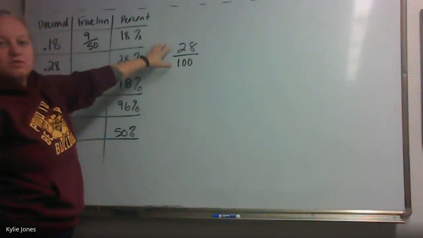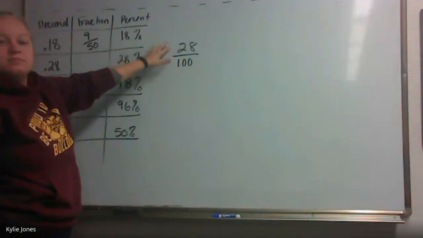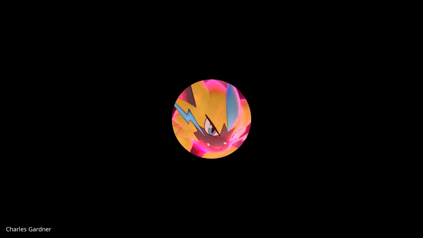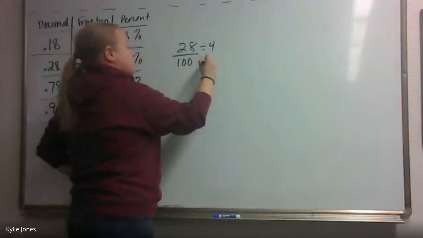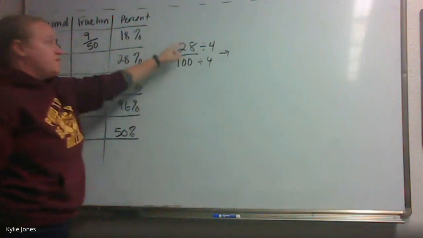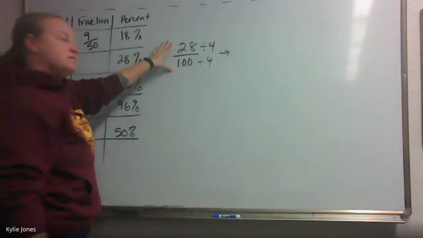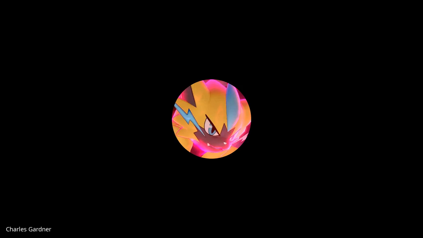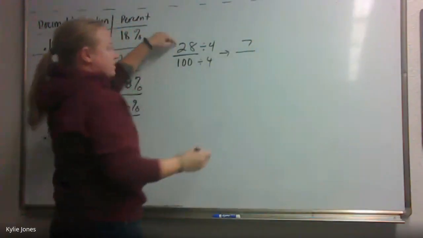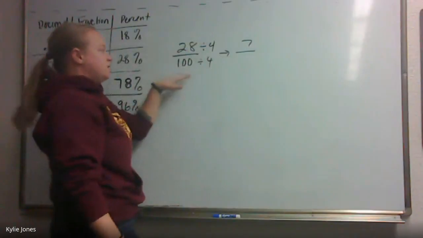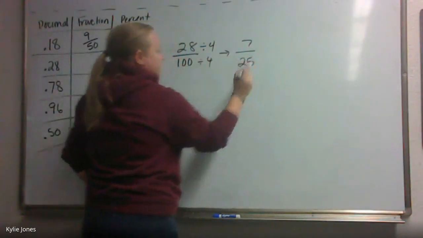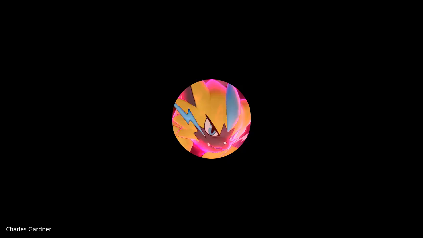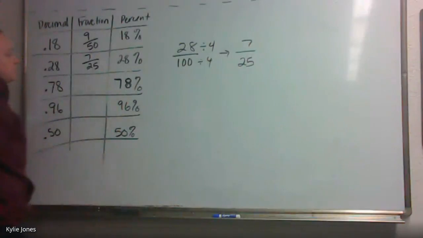What number is going to go into both 28 and 100? 4. 4 goes into both. Good. 8 doesn't go into 28, just 4. Yep. Now what's 28 divided by 4? It would be 7. Good. And then 100 divided by 4 is 25. Can I simplify 7/25 any further? No. 7/25 is your answer.